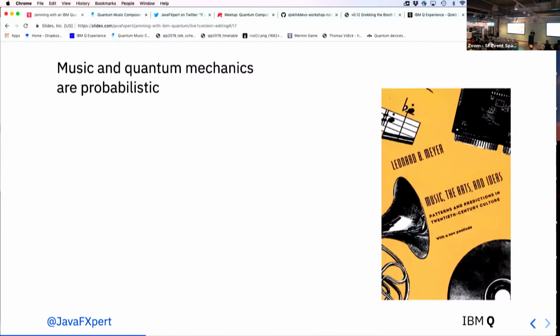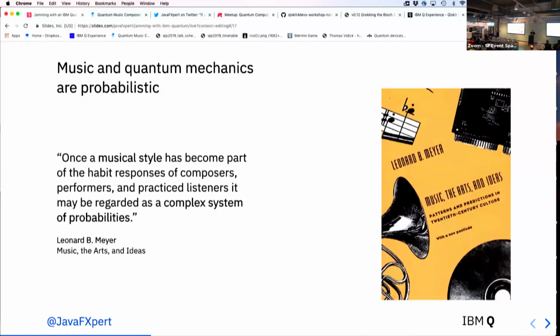Why quantum? Why did I do a music demo? Why do I want to compose music using quantum computers? Well, music and quantum mechanics are both probabilistic. You probably know that quantum mechanics is probabilistic. What most people don't know, and the physicists will corroborate me here, is that actually quantum mechanics is deterministic. The part that you can't see is deterministic.